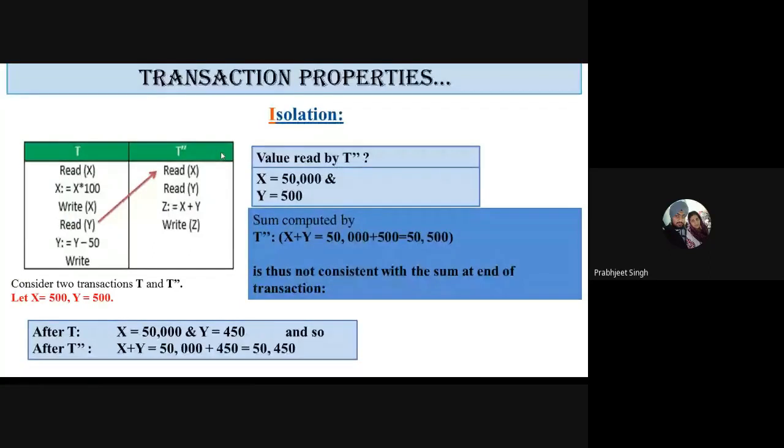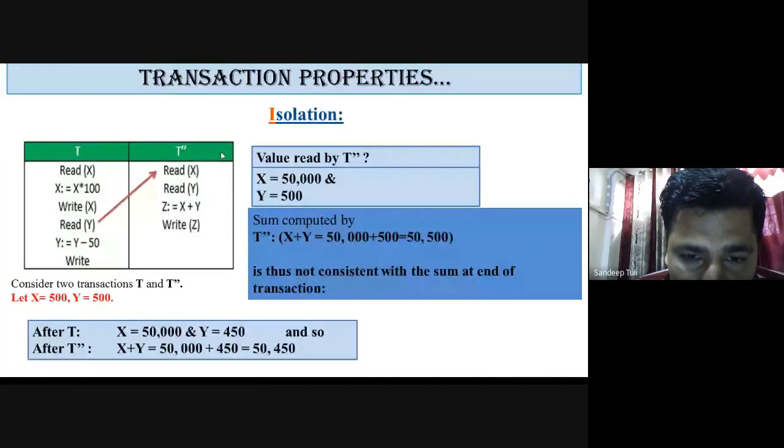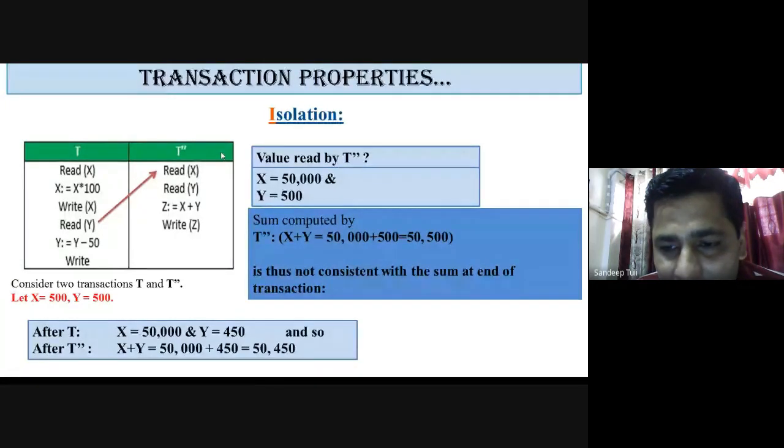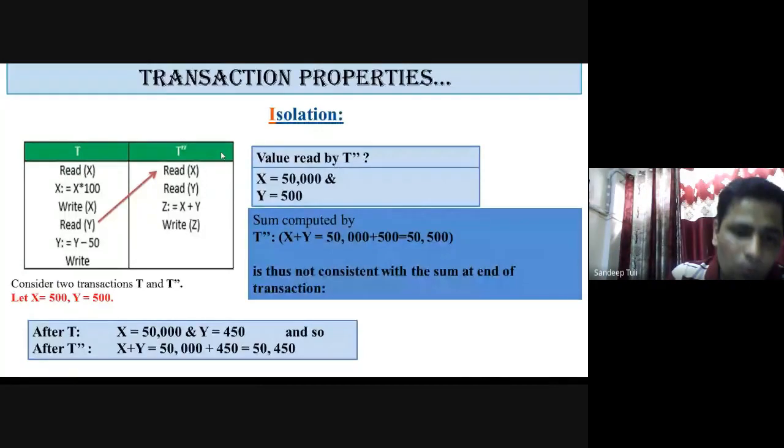Yes, sir. Is this not consistent with the sum at the end of the transaction? What should actually be the output? आपका output क्या होना चाहिए था?